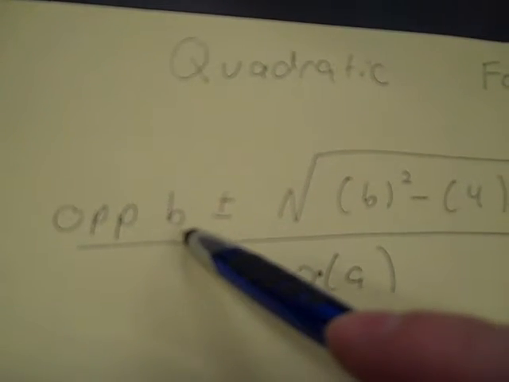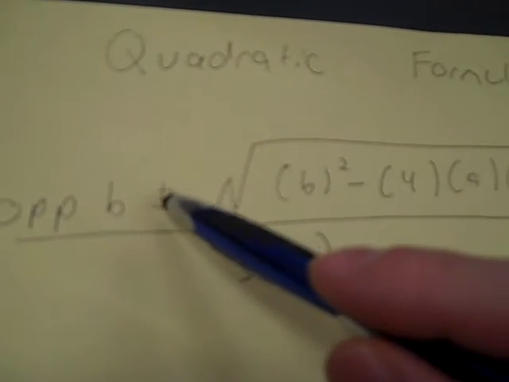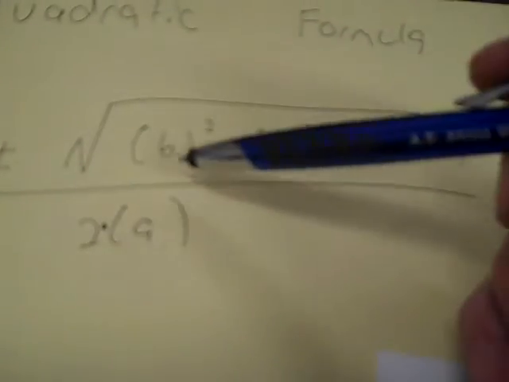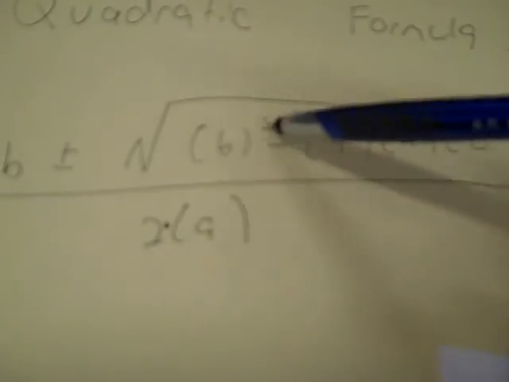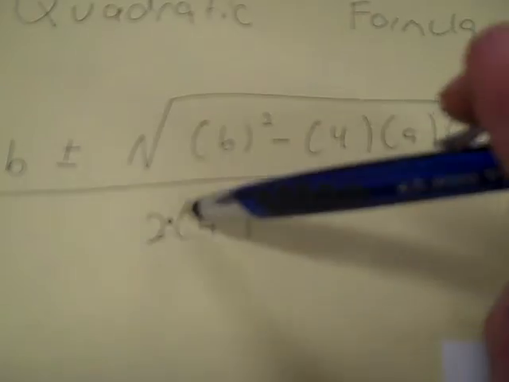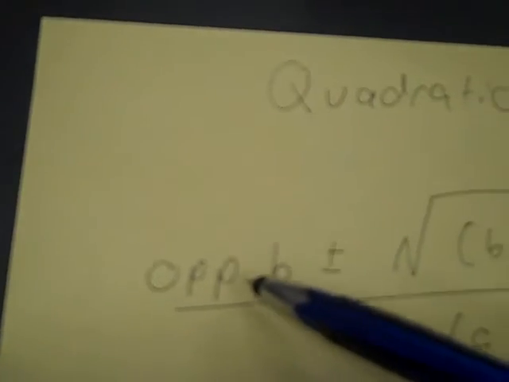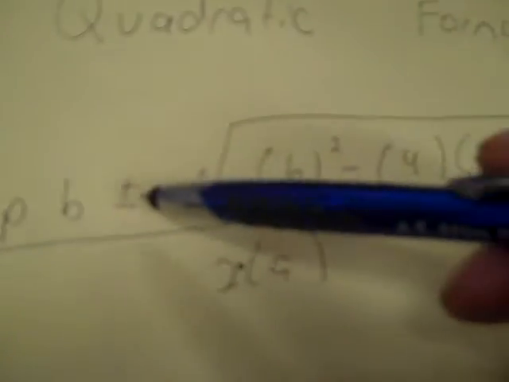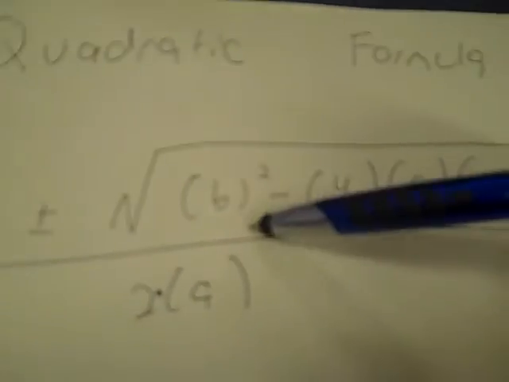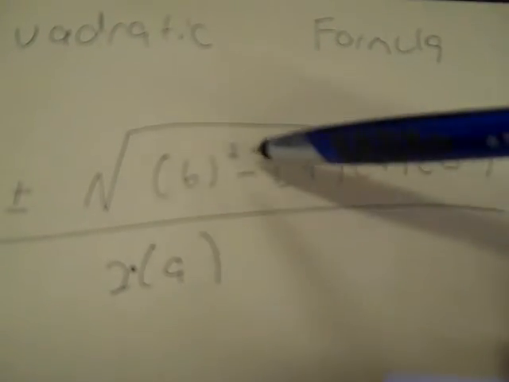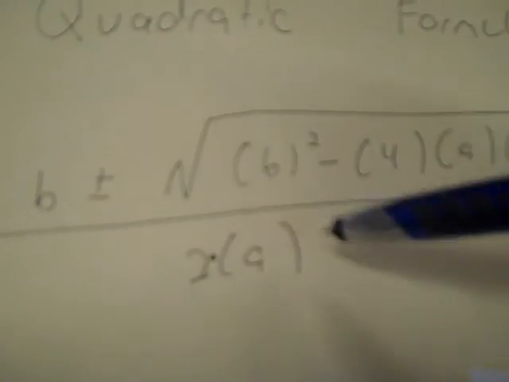Opposite of B, plus or minus the square root, B squared minus 4AC, B squared minus 4AC over 2A, over 2A. Again, opposite of B, plus or minus the square root, B squared minus 4AC, B squared minus 4AC over 2A, over 2A.